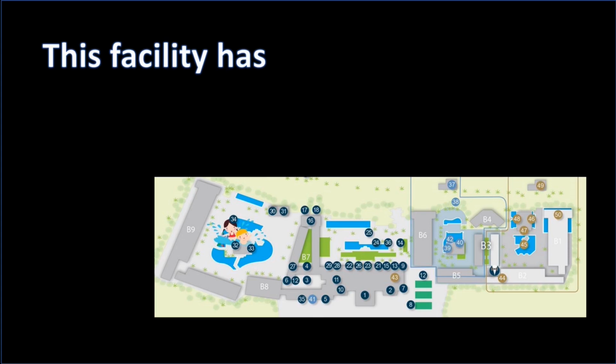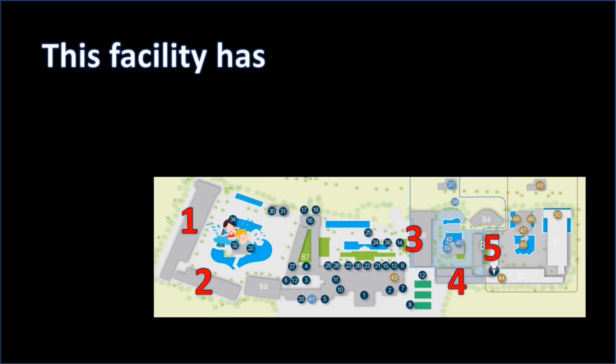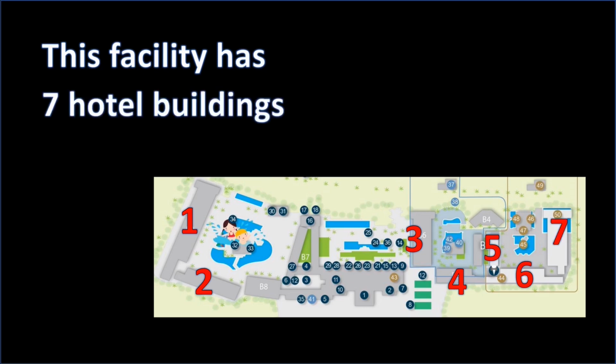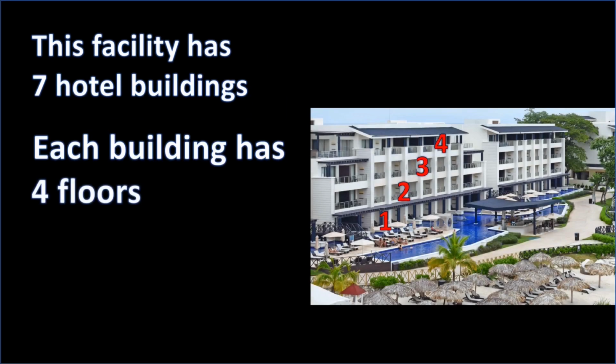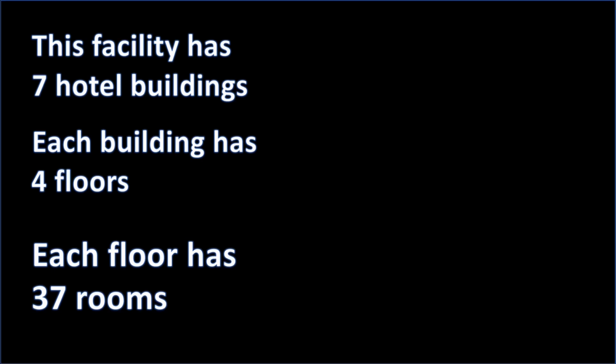So looking at this facility as a whole, let's try our best to figure out how many rooms it actually has. This facility has 1, 2, 3, 4, 5, 6, 7 hotel buildings, large structures that have rooms in them. Each one of those has 4 floors apiece. And based on the way they all lock together and zigzag together, as far as I can tell, each floor has 37 rooms. So instead of 10 times 10 times 10 times 10, what we're really dealing with is 7 times 4 times 37. And that's the number of rooms we get, which multiplies out to 1,036.